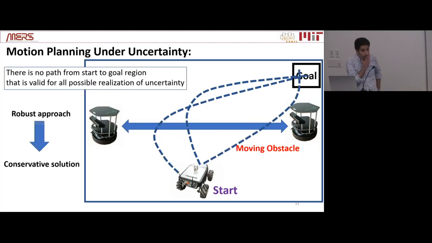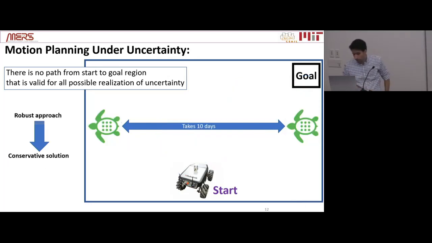This time, the obstacle moves from that side of the room to this side. Right now, the problem is infeasible. There is no path that is valid for all possible values of uncertainties. No matter how we construct the path, we can find a location for the obstacle that collides with our path. So from the robust techniques point of view, this problem is infeasible, right? Even if we replace the TurtleBot with a real turtle that takes 10 days to travel from that side to this side, this problem is infeasible. There is no path, so too conservative.